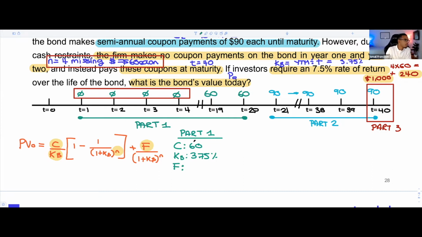Waleed says no. Yusra says 0. You guys are pros. We have nothing at maturity within part one.